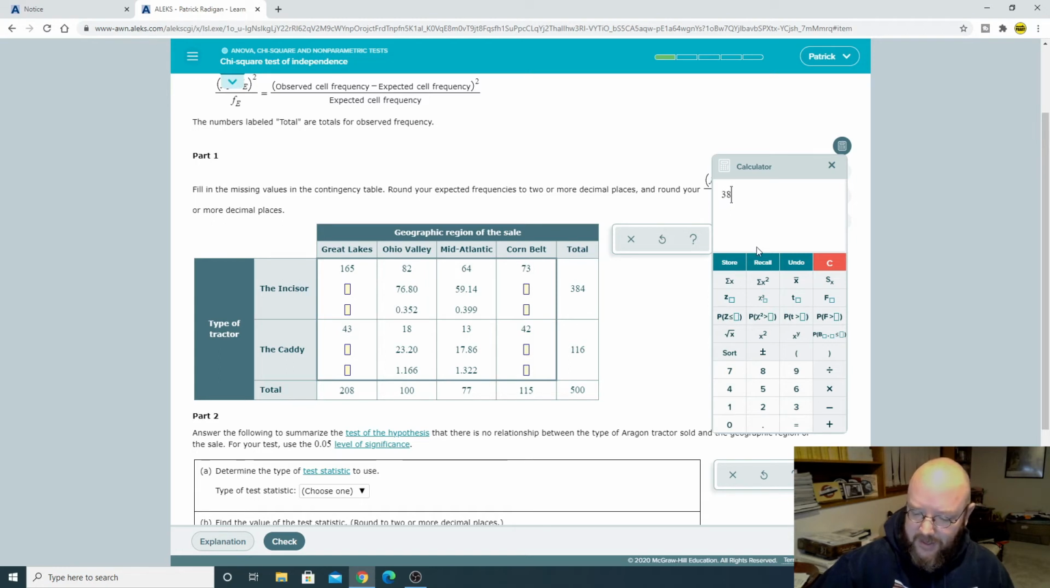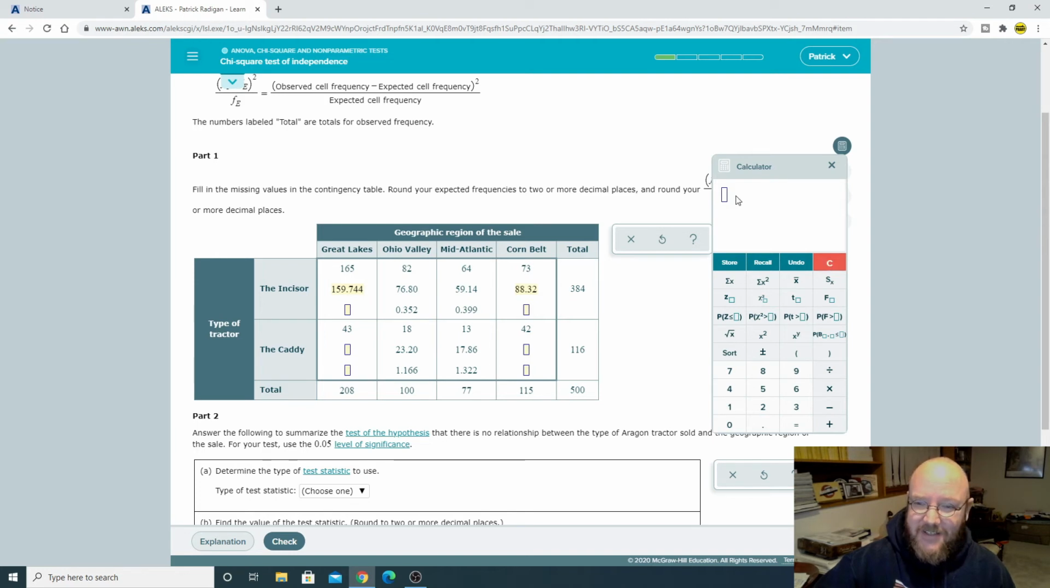There we go. 384 times 208 divided by 500 gives us 159.744. And next one, this guy right here, is going to be 384 times 115 divided by 500. 88.32. Just remember, if you see these and are really far off, okay, just double check your math on them. I mean, if they're like an order of magnitude off, you definitely fat-fingered something there, so don't do that.